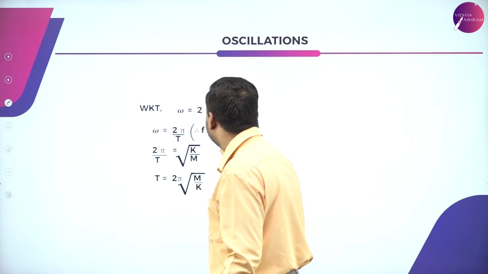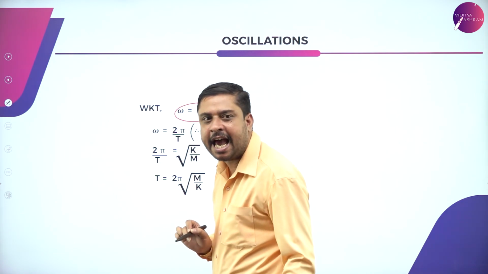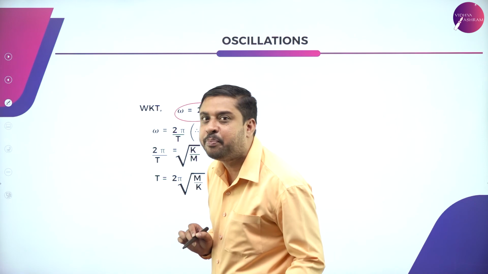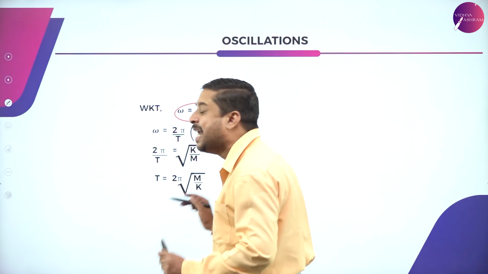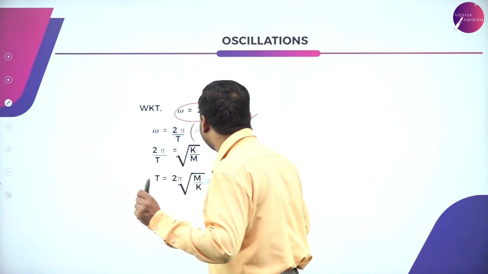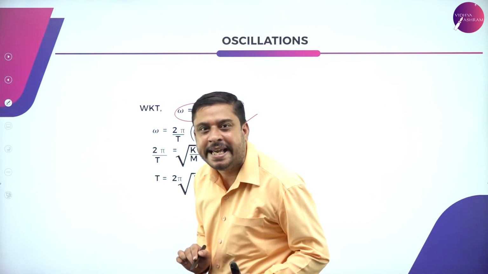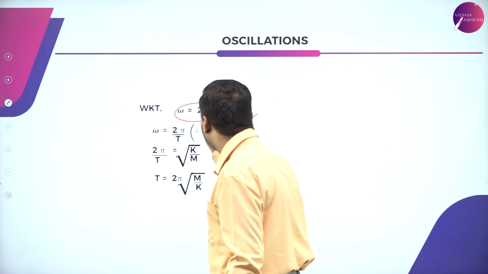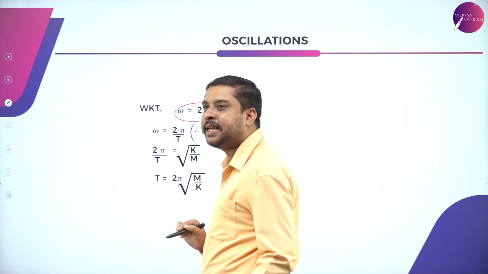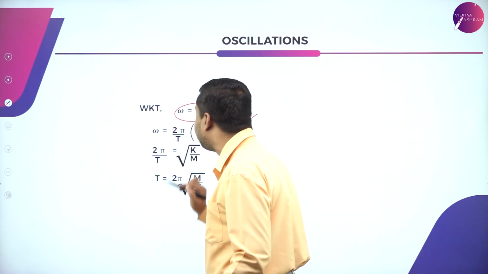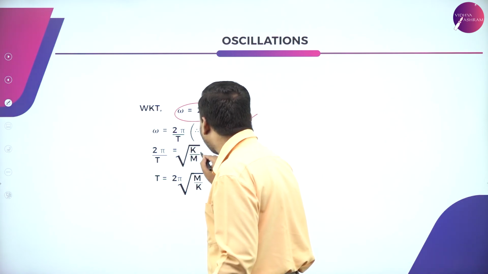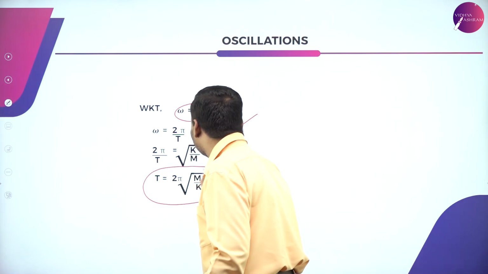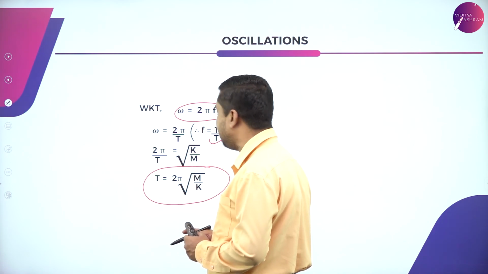We know omega is 2 pi f. What is the relationship between frequency and time period? In the initial session I told you they are inversely related. Frequency is 1 by T, or T is 1 by f. So omega is 2 pi, f is 1 divided by T. So 2 pi by T equals root k by m. I want the expression for T, which is 2 pi root m divided by k.